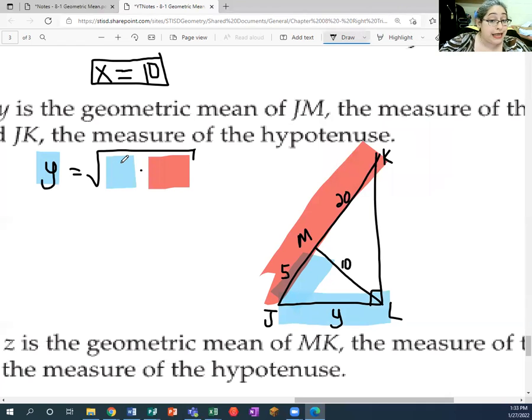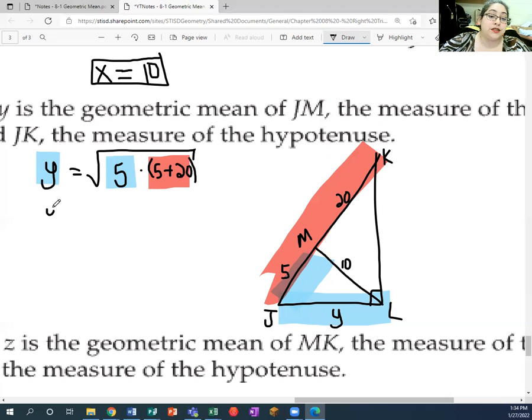I don't know what that is. It's just the letter Y for now. There's the piece of the hypotenuse closest to the leg I was interested in. And now I need the measure of the entire hypotenuse. That entire hypotenuse is 5 plus 20. It's both of those pieces added together.